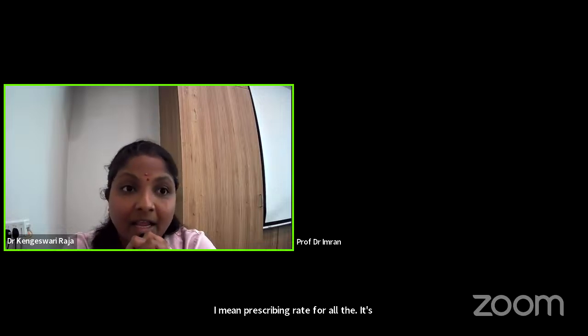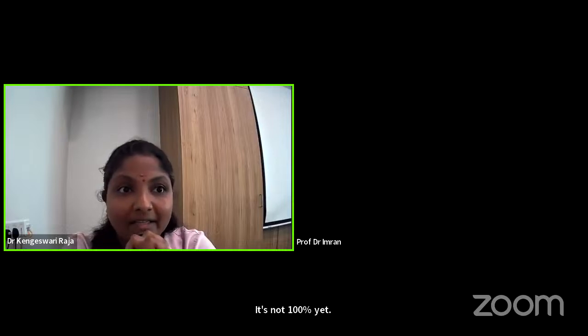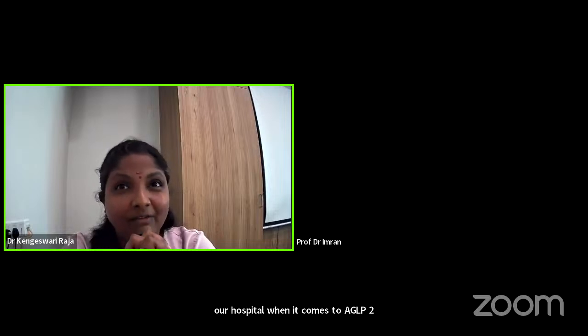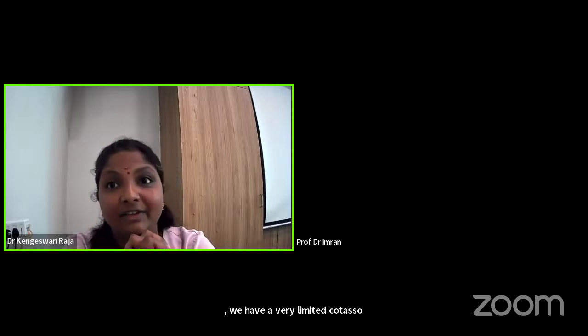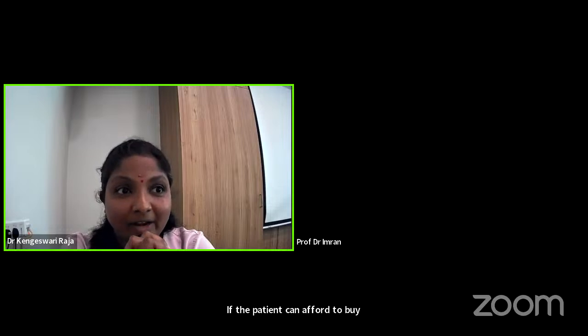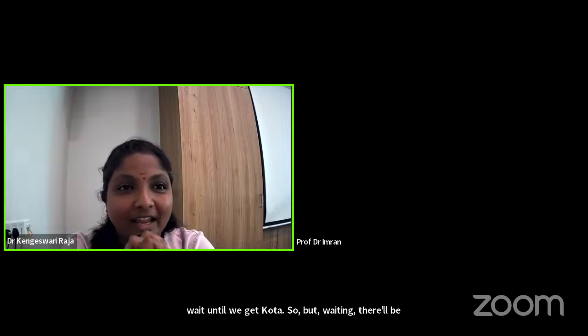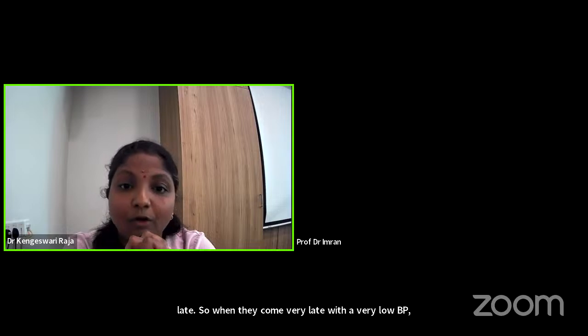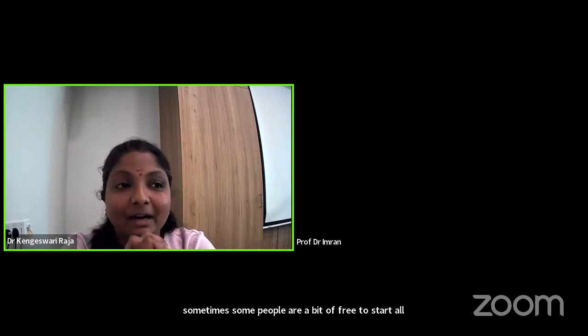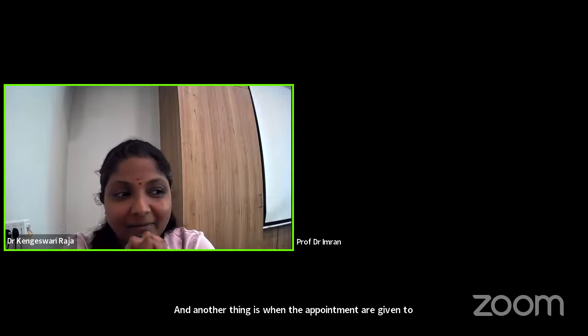It's not 100% yet. But I think in Malaysia, the drawback is, one, in a lot of our hospitals, when it comes to SGLT2 inhibitors, we have a very limited quota. If the patient can't afford to buy it themselves, we have to wait until we get the quota. While waiting, they'll probably be only on 3 pillars, not the 4th pillar. Some patients also come to us very late, with a very low BP, and sometimes some people are a bit afraid to start all 4 pillars. Another thing is, when appointments are given for the patient to be seen early, some don't turn up. So hence it is not optimized.